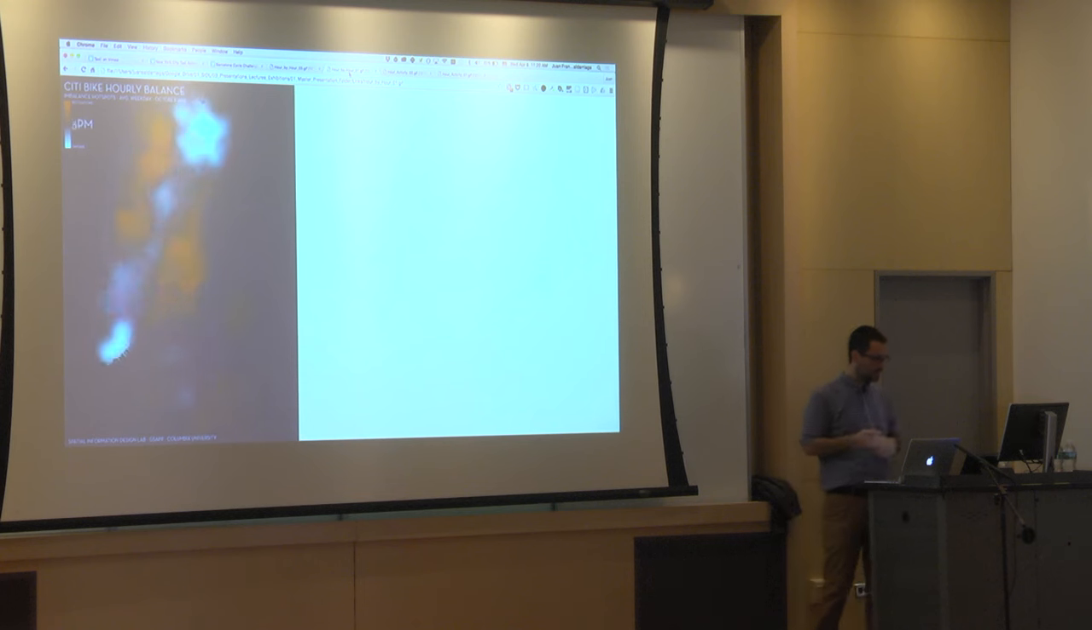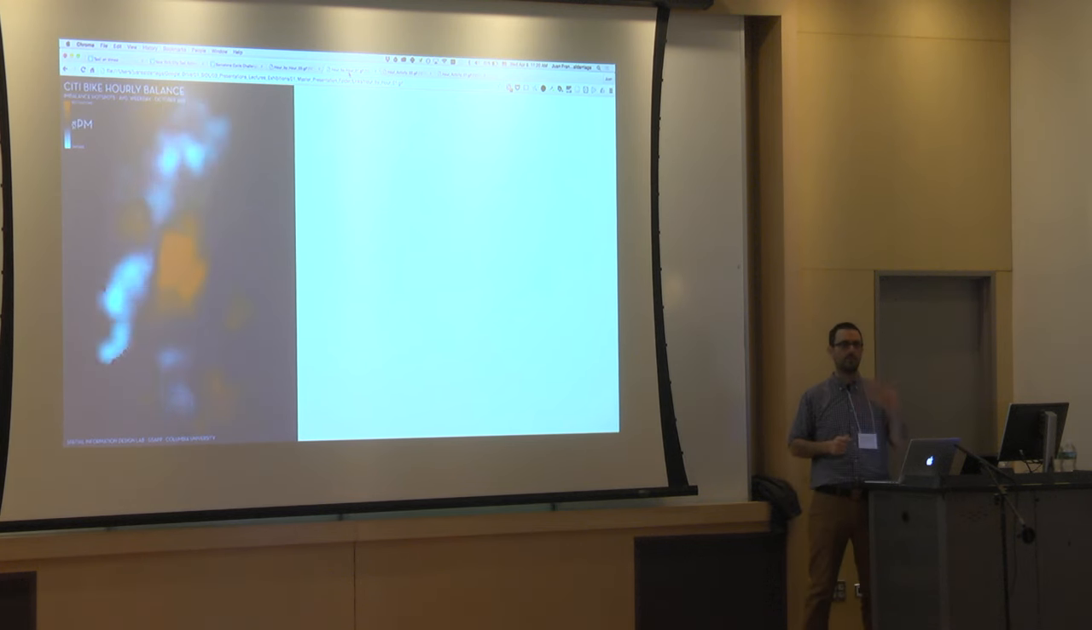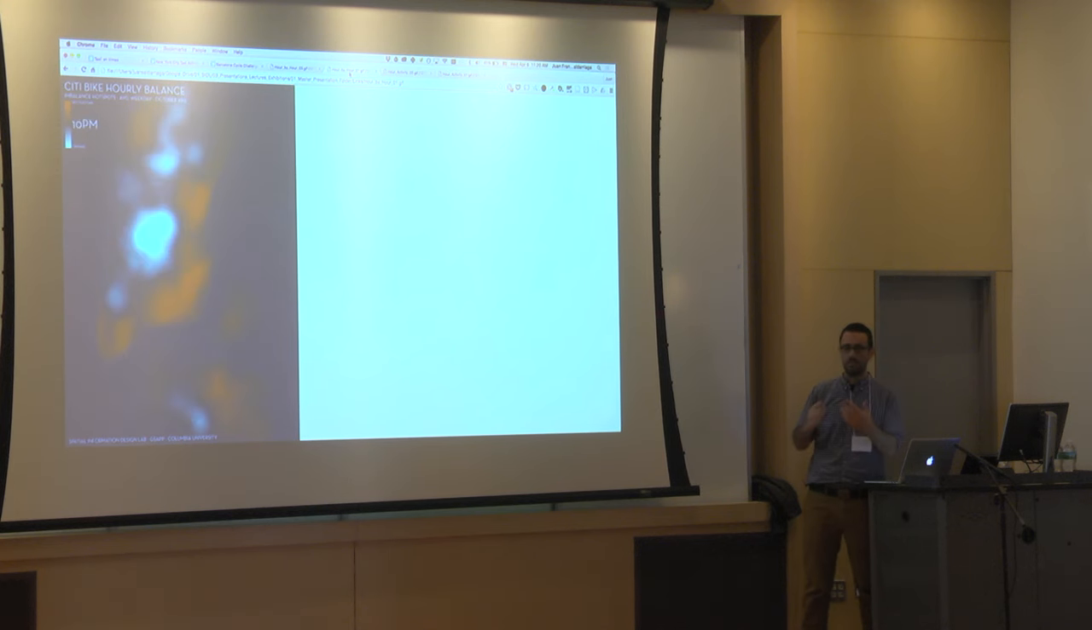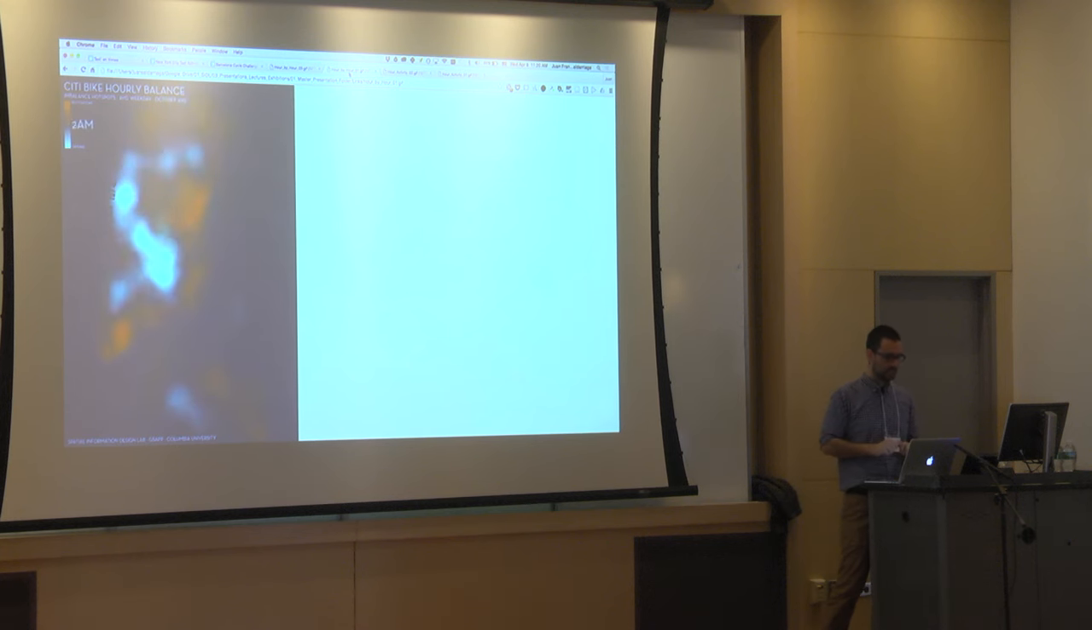Imbalance. So again, the blue is a lot of origins, the red is a lot of destinations. So this is how, through the course of a day, the balance is shifting in the different neighborhoods in the city. It seems to be symmetrical, but again, it is not.